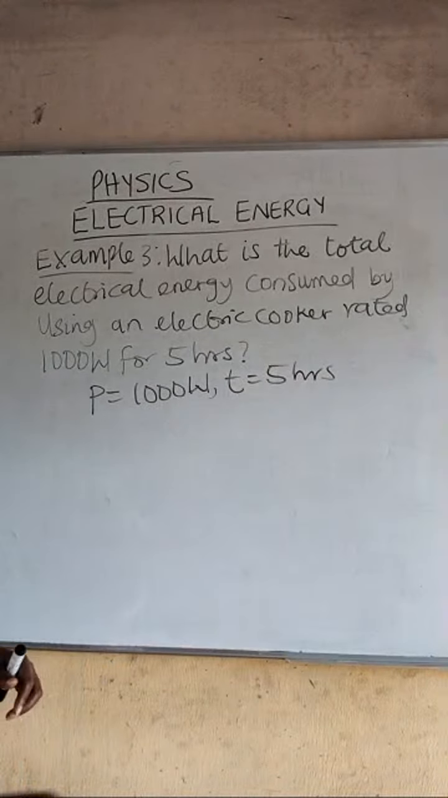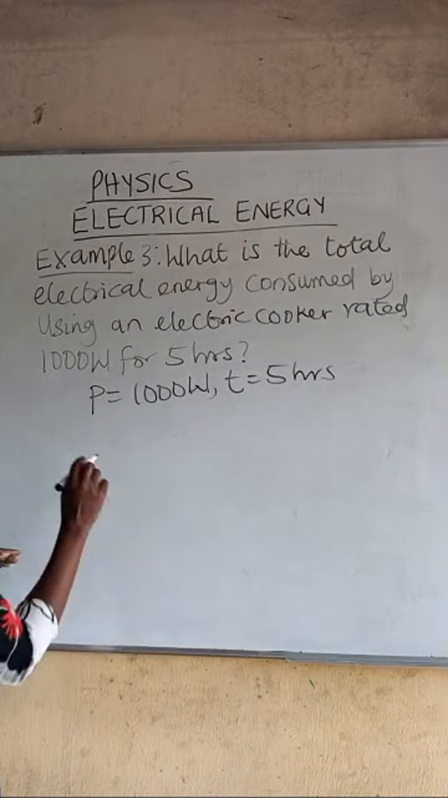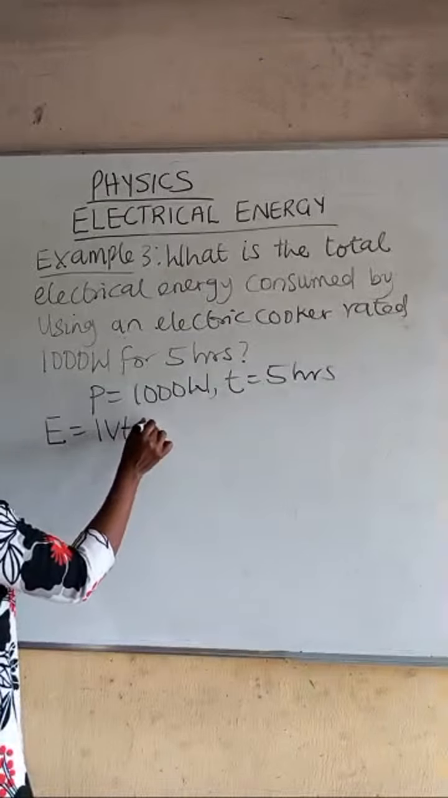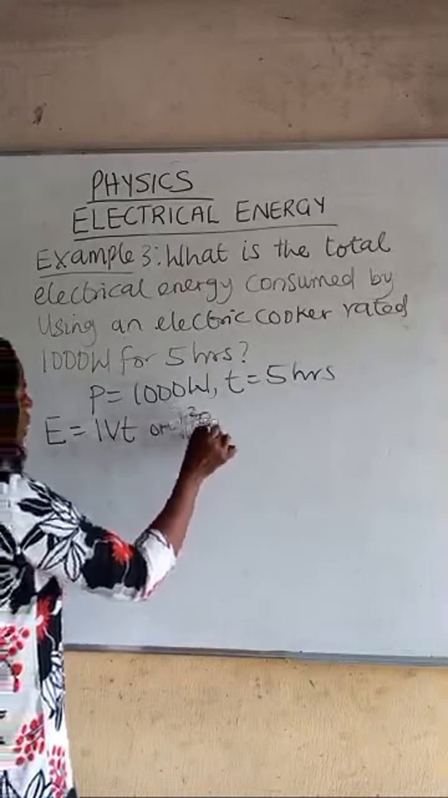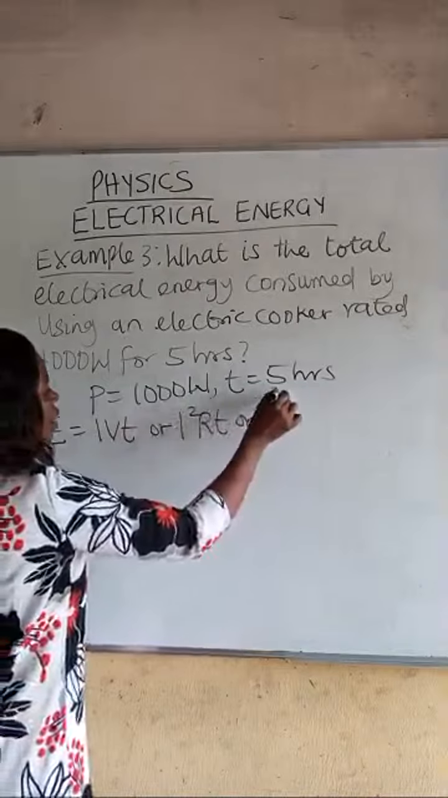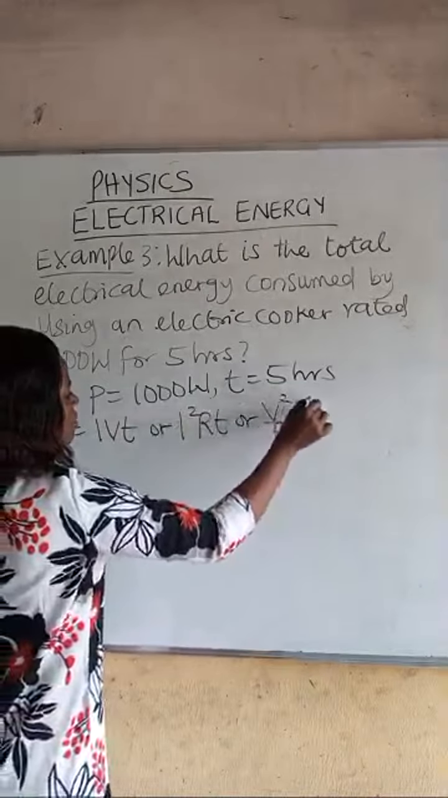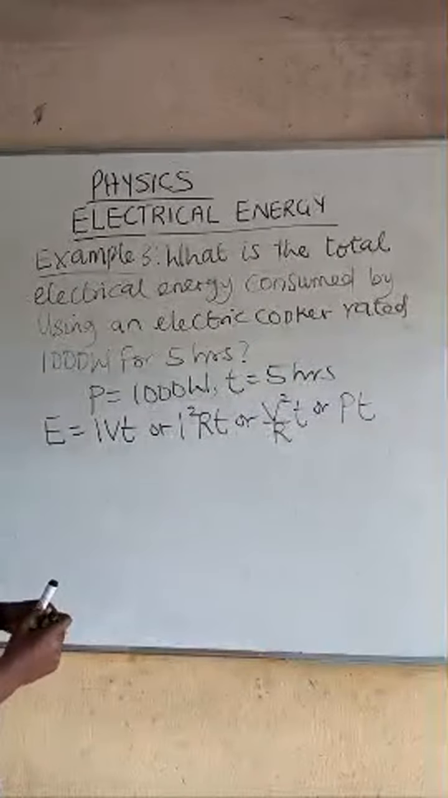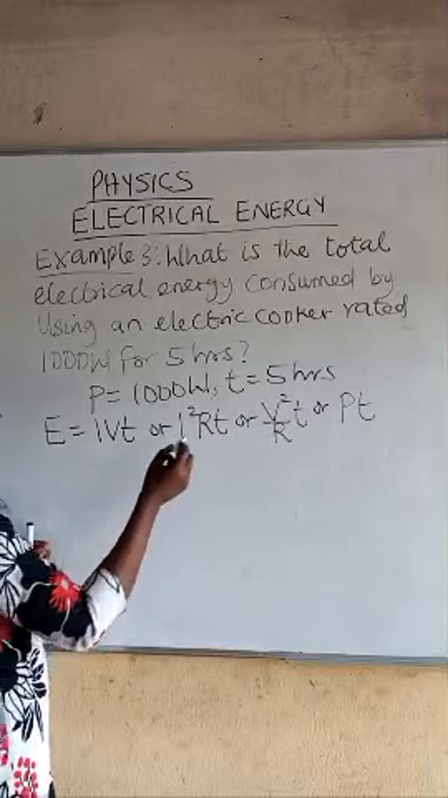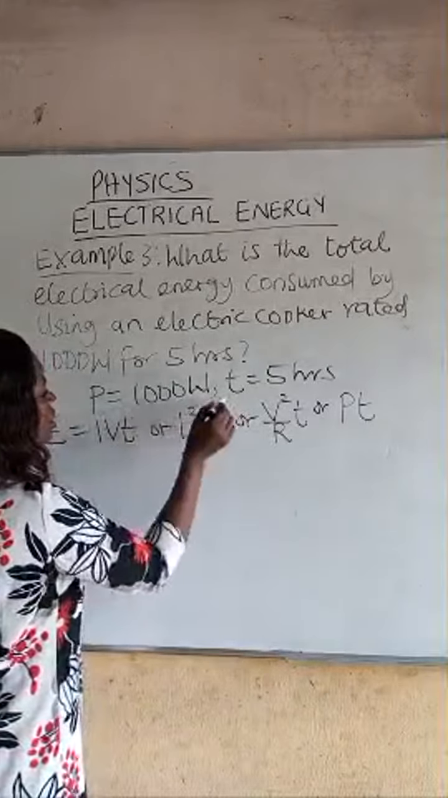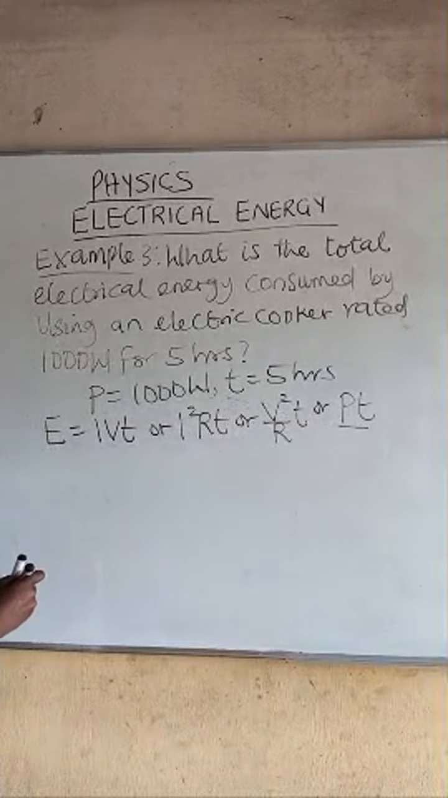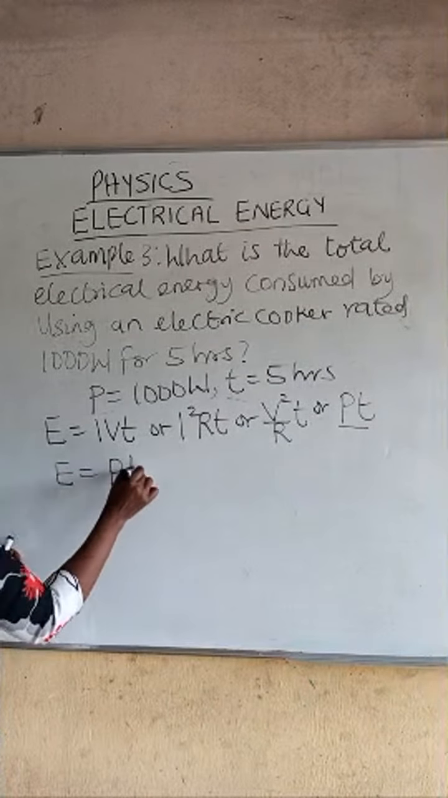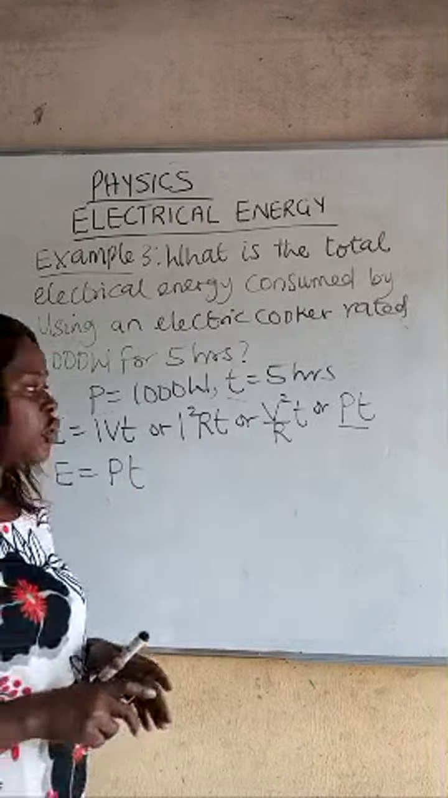What are we going to do? From the formula, we have energy is equal to IVT, or I squared RT, or V squared over R times T, or PT. From what we have, the only one we are going to use here is PT, because we have power and time. So E is equal to PT.